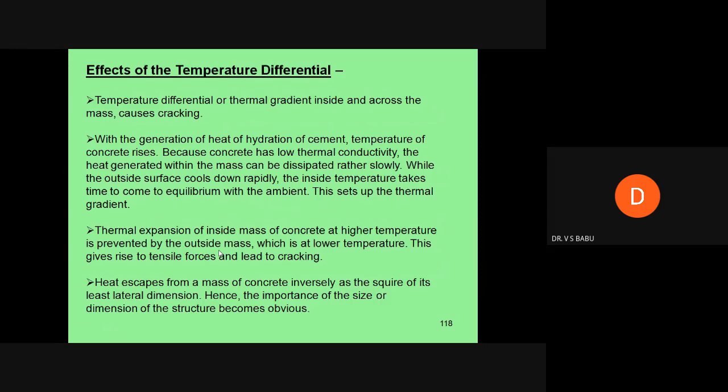Suppose the temperature is very high or very cool, no problem. But the gradient is the issue. Gradient means up to some extent it will be cool, and immediately within the next hour it will go to high temperature, and within the next hour it will go back to cool temperature. That is the most dangerous phenomenon.